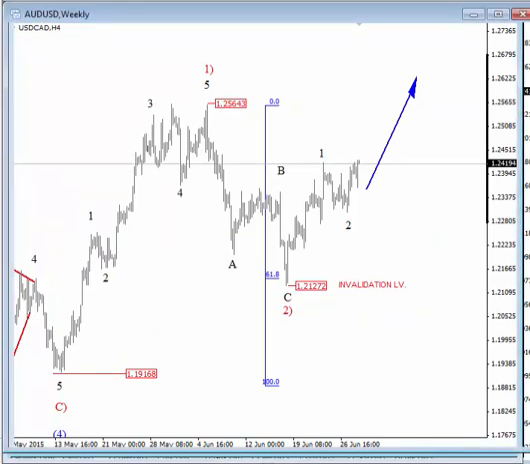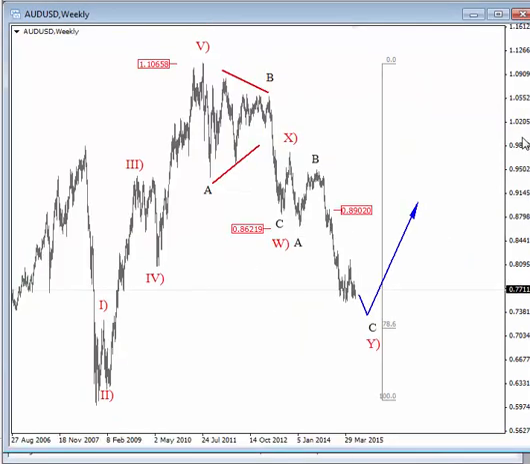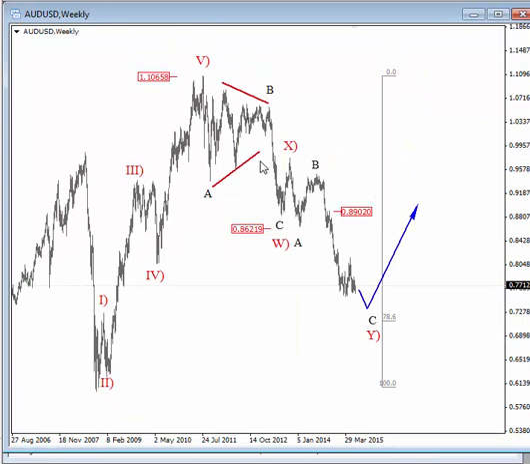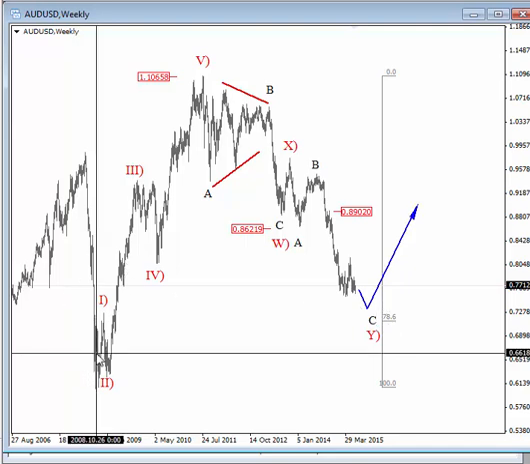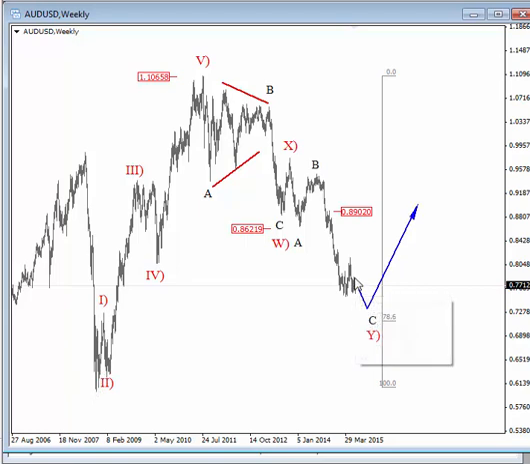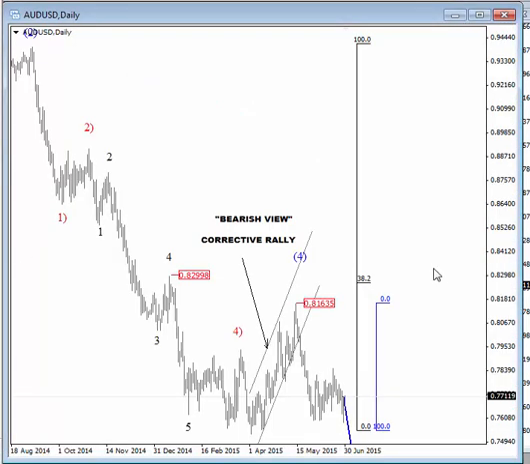On Aussie dollar, we will review the weekly chart first. I'm tracking a very deep complex correction, a double zigzag, that could see a test of the 78.6% retracement of the previous 5-wave rise from the 2008 lows. So it appears that we have more weakness ahead, at least for another few weeks.